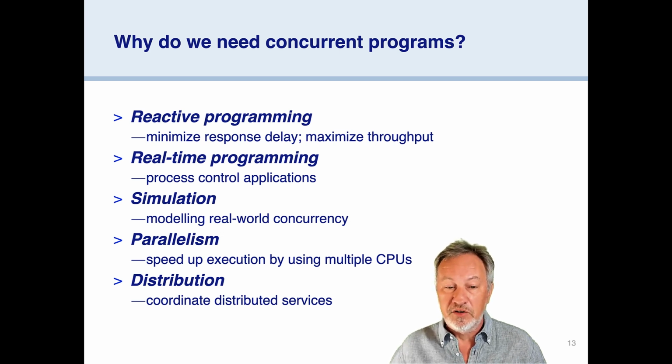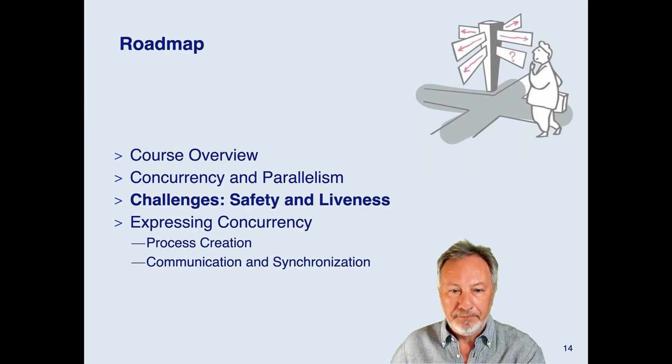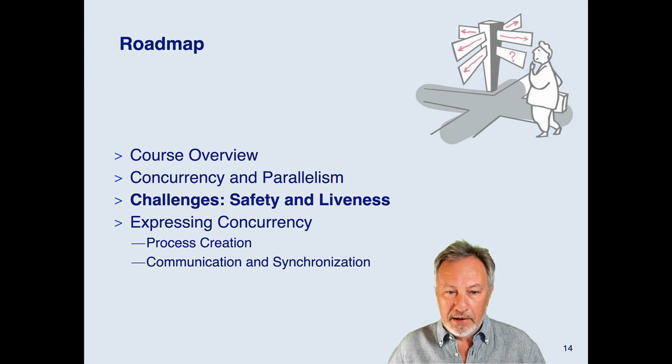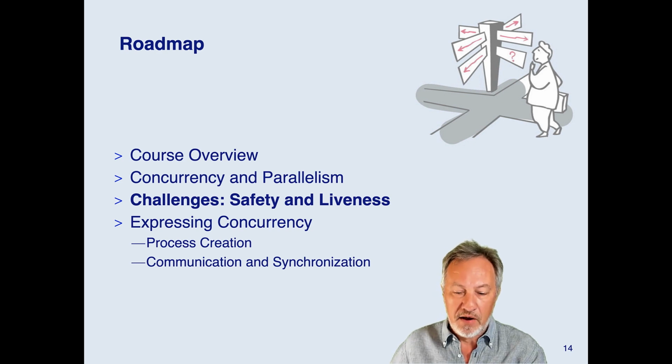And finally, there's the question of distribution and networks, which is out of scope for this particular course. But of course, many of the concepts that we'll see for reasoning about concurrent programs are relevant there as well. So there are a variety of reasons why we're interested in concurrency. Okay, now let's have a look at these terms that I've thrown out, safety and liveness, and see how they're defined and what they mean.